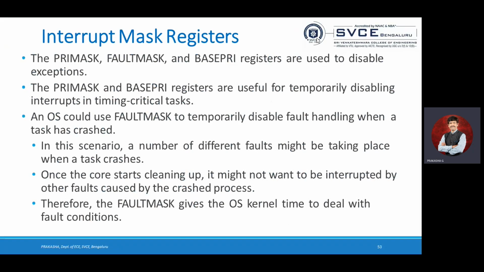Once the core starts cleaning up, it may not want to be interrupted by the other faults caused by the crash process. Therefore, the fault mask gives the OS kernel time to deal with the fault condition. So, three different types of interrupt mask register: primary mask, fault mask, and also base primary. These are going to be used for how exactly we can handle the interrupts.